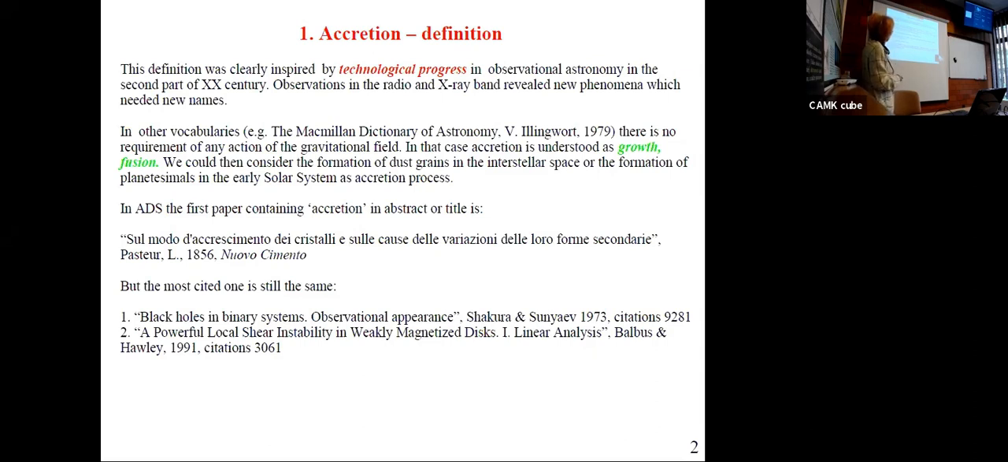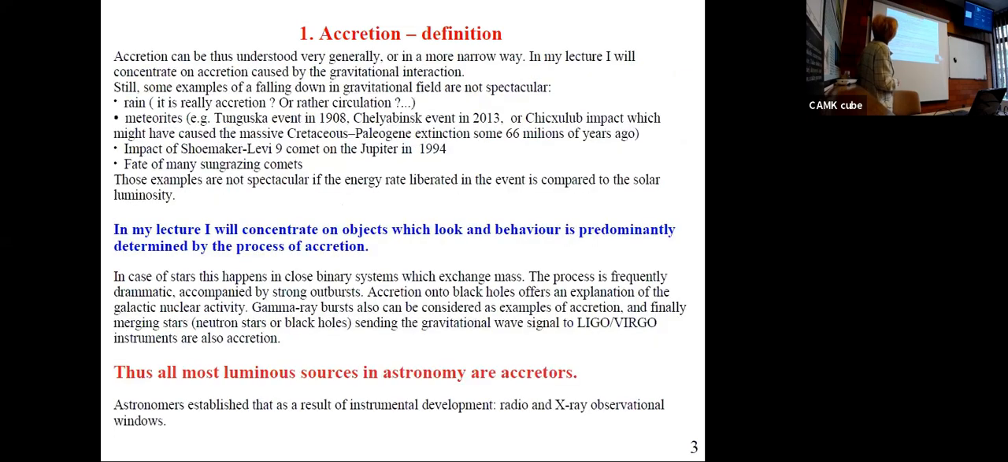But if I look at which of those papers with accretion in the abstract is the most cited, still Shakura Sunyaev wins with 9,000. And the next one comes Balbus and Hawley, 3,000 citations. A powerful local shear instability in weakly magnetized disks. Part one, linear analysis, which sounds kind of boring, but we will talk about this paper more because it is really the basis of the viscosity which we use.